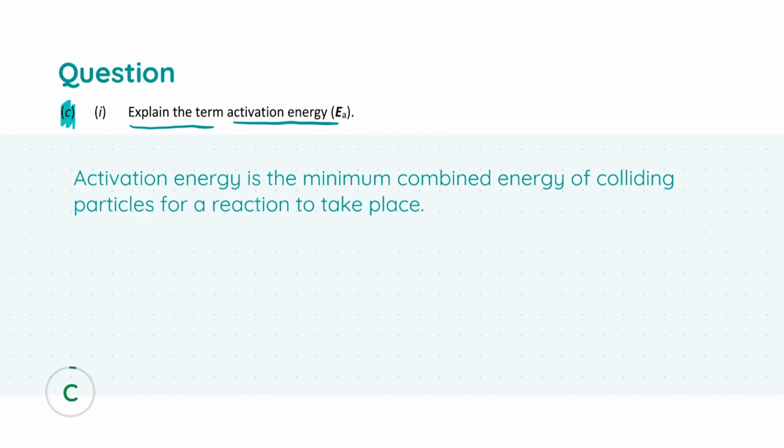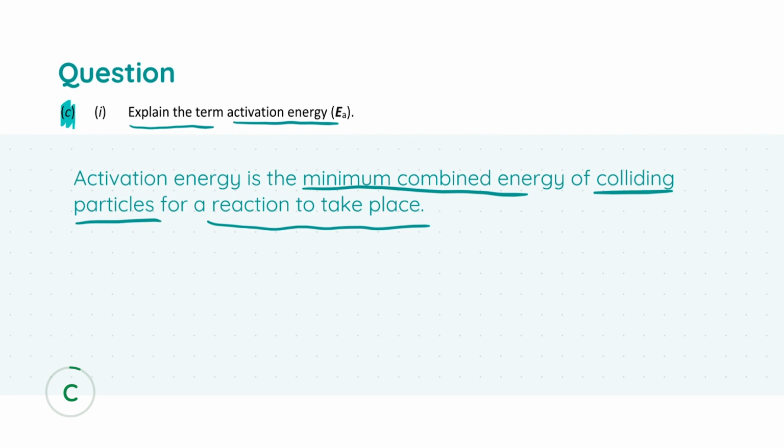be talking about energy, and in this case activation energy is going to be the minimum combined energy of colliding particles. That's going to be your first part, and then the second part is going to be, for this actual reaction to take place. So basically activation energy is going to be the minimum combined energy of the colliding particles needed for a reaction to take place.